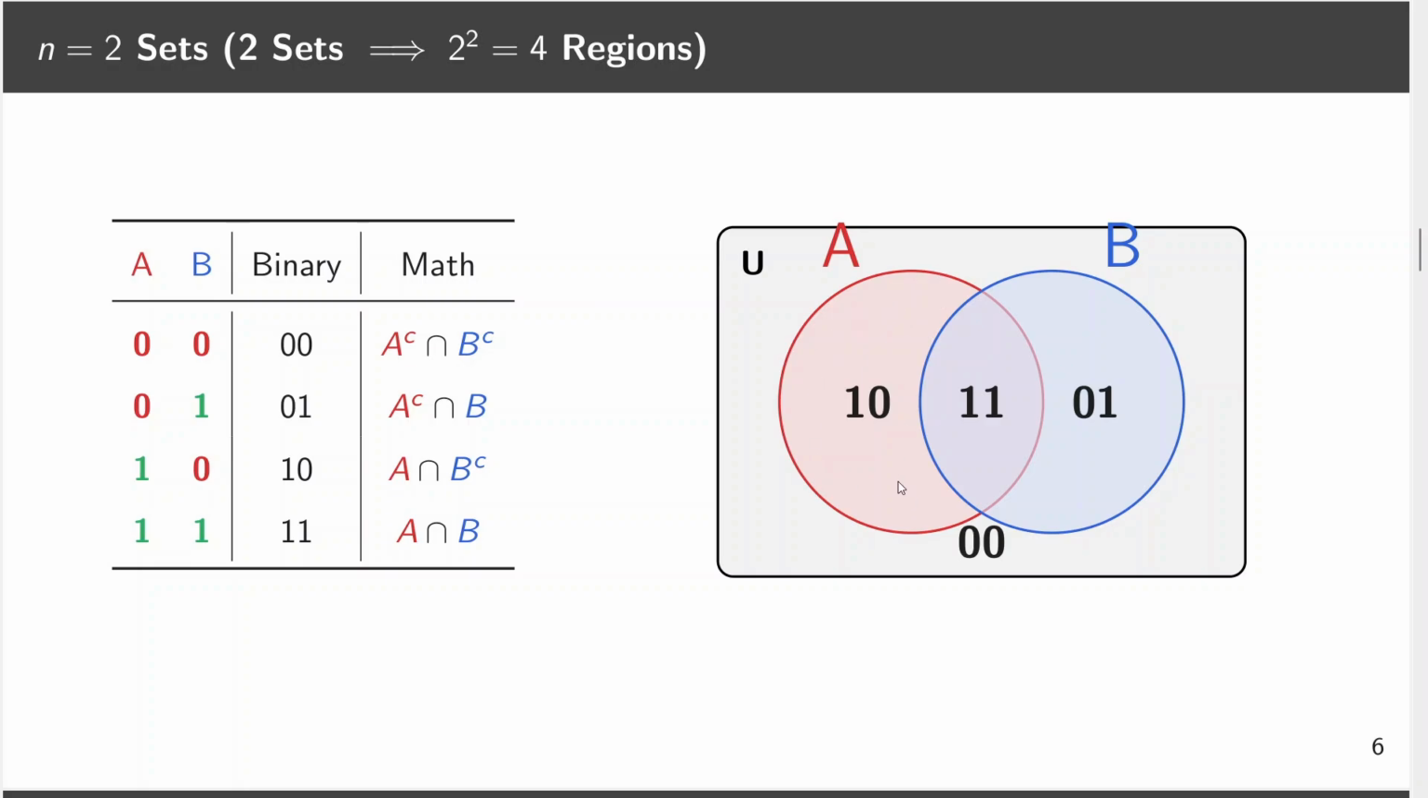The fourth row, yes for both. The code is 1, 1. Mathematically, this is A intersect B. Things that belong to both A and B simultaneously. This is the overlap, the region in the middle where the two sets share members.